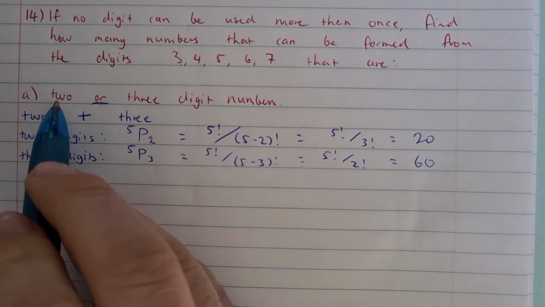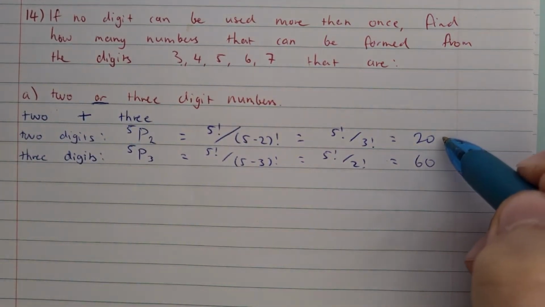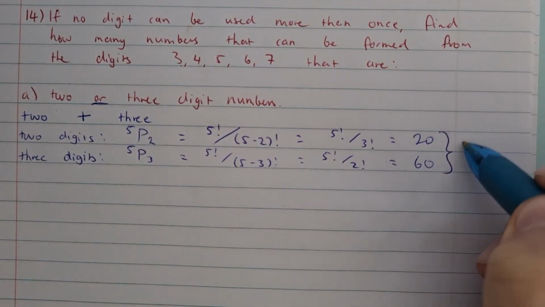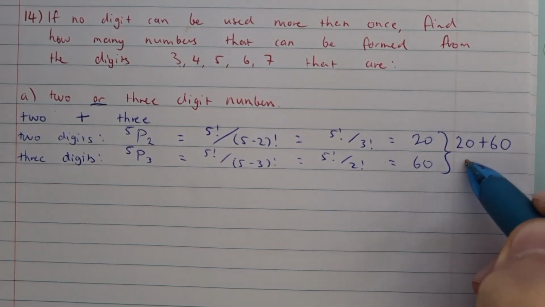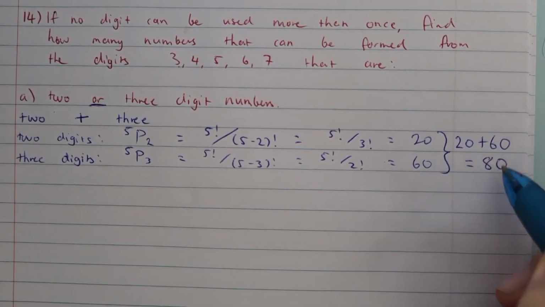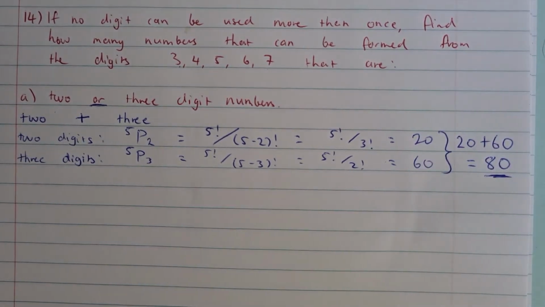Now the question asks for 2 or 3 digits. So for 2 digits, we've got 20 options. And for 3 digits, we have 60. So if we want 2 or 3, we add them together and we get 80.